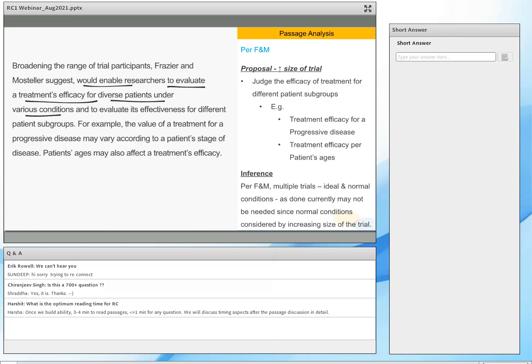People may have different other things going on in their body. So if you incorporate more people in your trials and then you come up with a treatment, you will be able to judge the efficacy or the effectiveness of that treatment on different kinds of patients with different kinds of conditions, and to evaluate its effectiveness for different patient subgroups. So you will be able to judge the efficacy of the treatment on people with various conditions, and different kinds of subgroups as well.